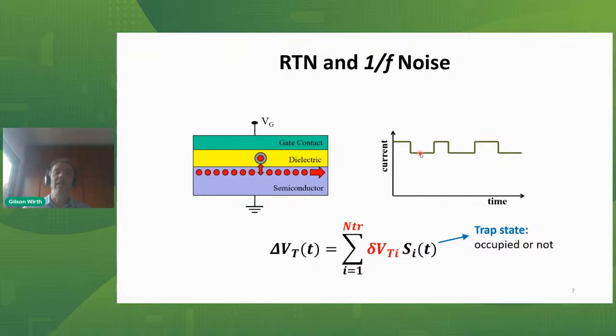Or you could also say that you are seeing the transistor switching between two different threshold voltages, because you can translate, using the transconductance, this fluctuation in current to a fluctuation in gate voltage or threshold voltage. So it can go from what we call the output referred noise, the drain current noise, to the input referred one, when it is referred as gate voltage noise.